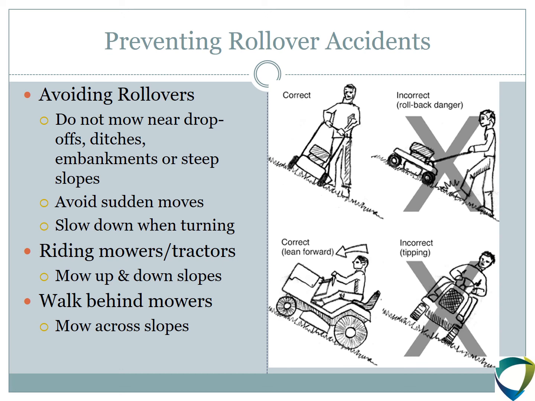Do not operate tractors and mowers on steep hills. Refer to the operator's manual for the maximum slope allowed for your equipment. Avoid sudden moves. Abrupt starts, stops, and sharp turns can make the equipment roll over. Slow down when turning and make wide, gradual turns, especially when mowing on slopes. Turning quickly and sharply can cause the mower to overturn. When mowing on slopes, don't turn unless you have to. If turning is required, turn slowly and downhill.